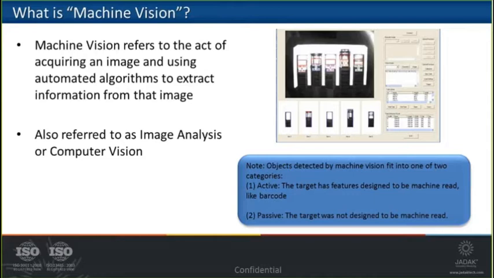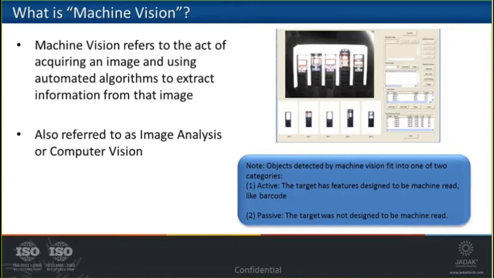The other category is passive machine vision, and that's primarily what we're going to deal with in this presentation. Passive is where you're looking at some object, and it wasn't originally designed to be read by a machine. So in a lot of cases, we're taking a look at some object that formerly a human would look at and make some judgment about, but now we're going to transfer that over to a machine.